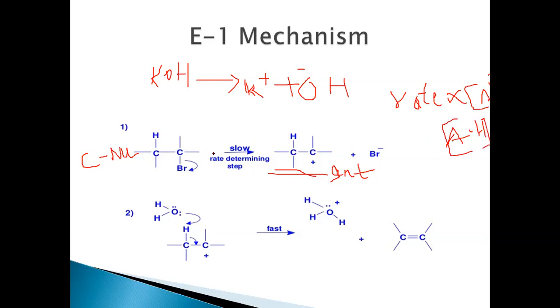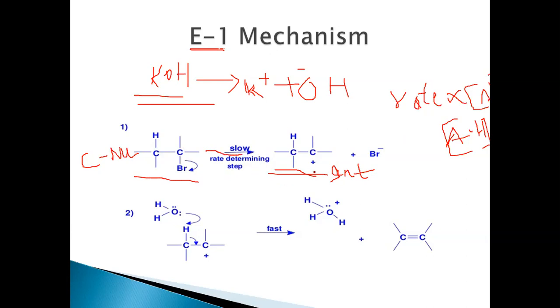and not on the concentration of the attacking KOH here. So the name E1. So E1 is elimination unimolecular, where the rate of the reaction is dependent only on the concentration of this alkyl halide and not on the KOH here. This is the slow and the rate determining step of the reaction.